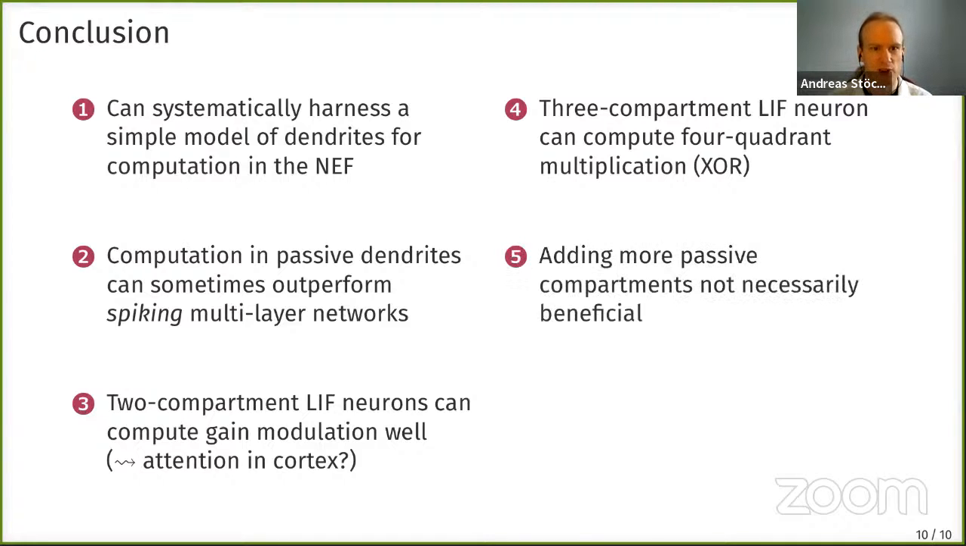Adding more passive compartments is not necessarily beneficial due to a trade-off between the nonlinearity that we get with large or low coupling conductances. To get nice nonlinear functions, we need a small coupling conductance, but then distal input to our neuron barely affects the soma. And if we increase the coupling conductance, then we essentially just get linear interaction.